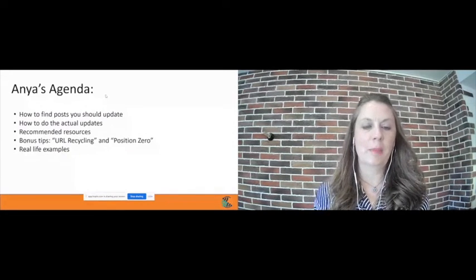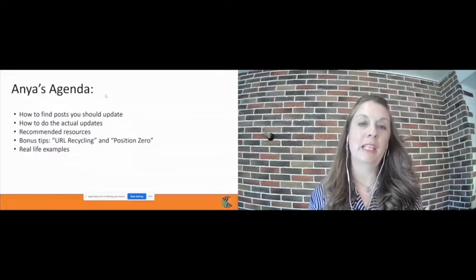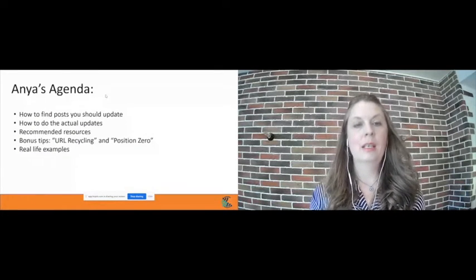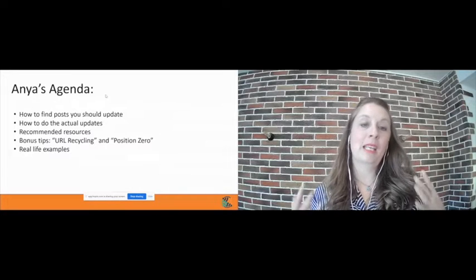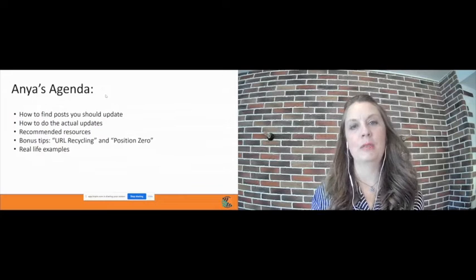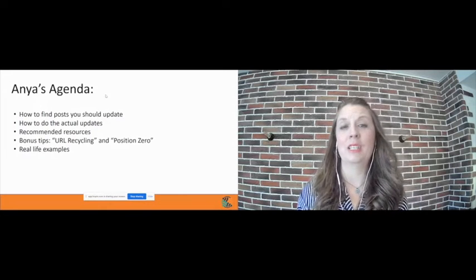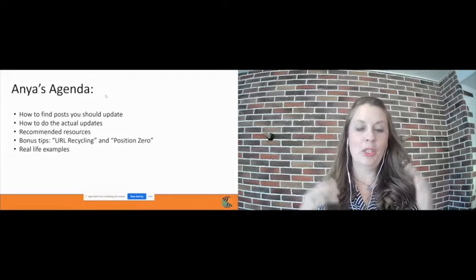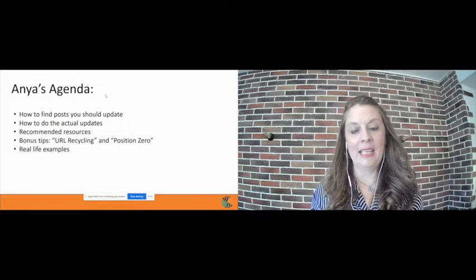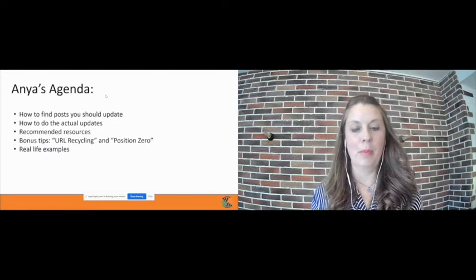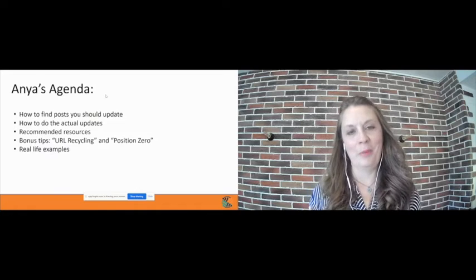So what we're going to talk about today is how to find posts that you should update, how to do the actual updates, recommended resources, and then I'm going to give you some bonus tips, some real advanced ones about URL recycling and something called Position Zero, plus some real life examples. Now, I will be showing some real life analytics and examples from Cal Business Solutions, which is a Dynamics GP and Acumatica VAR. But don't worry, even though I don't work there anymore, I do have their permission to share.